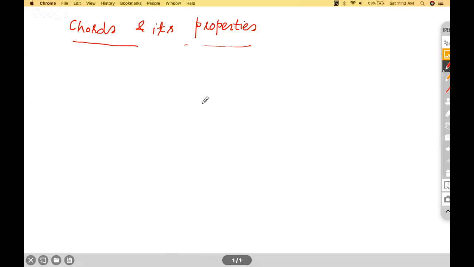Can you please look at it? Go to your book. There is a corollary to it. Just look at it. The corollary says that the perpendicular bisectors of two chords of a circle intersect at the center. All of you have a look at it.